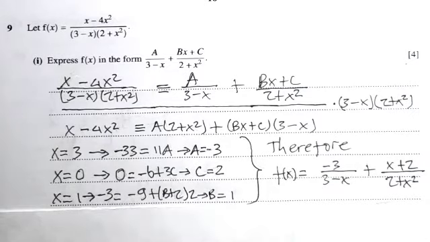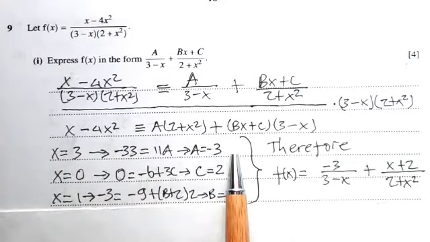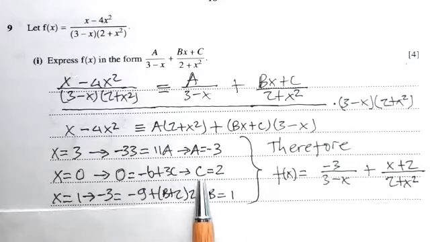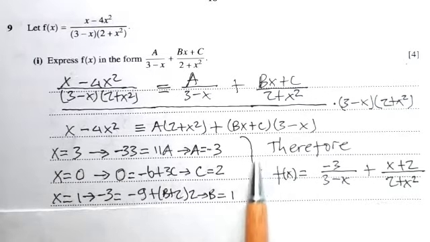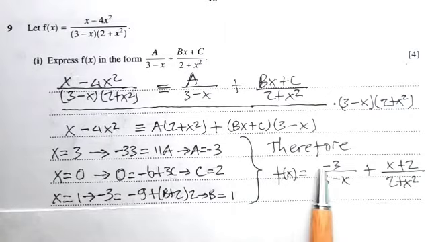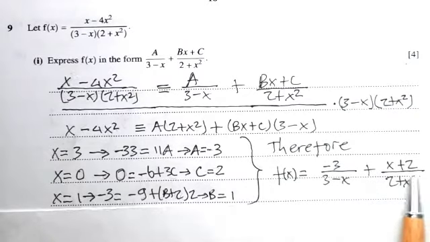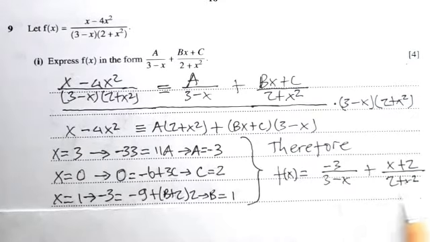From this identity, there are 3 unknowns, that is A, B, and C. That is why we need 3 simultaneous equations here. Thus A is minus 3, B is 1, and C is 2. Therefore, the expression of f(x) is split into partial fractions: minus 3 per 3 minus x plus (x plus 2) per 2 plus x squared. Thus this is the answer for question i.